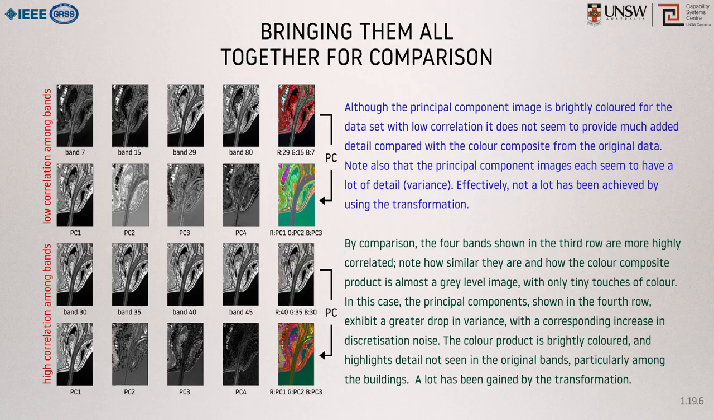This slide allows you to see the original data and the principal components for both examples. Note that you can get an idea of the correlation among the bands just by looking at them. In the first example, they look different from each other and thus exhibit low correlation. In the second example, in the third row, they almost all look the same. That is why the colour composite looks almost monotone. It is in cases like this that principal components has the greatest effect.